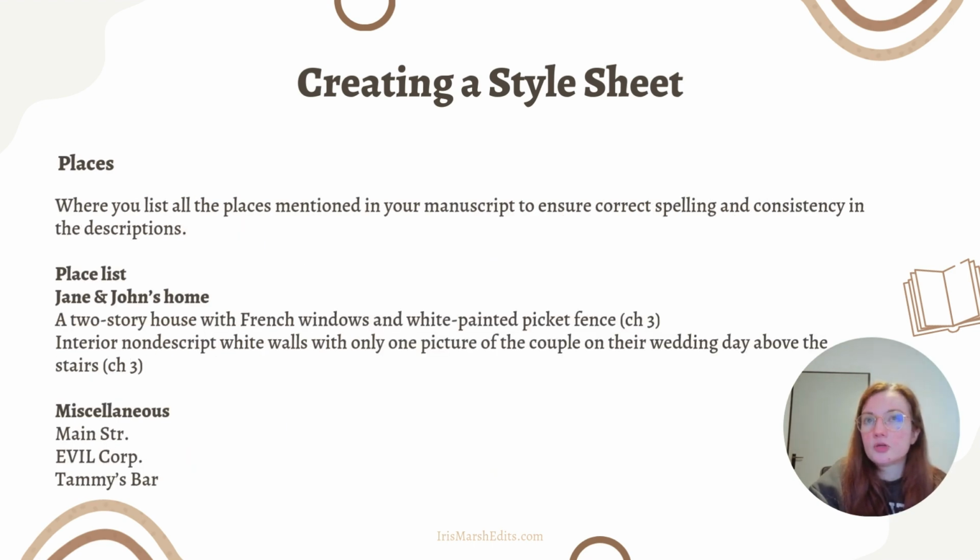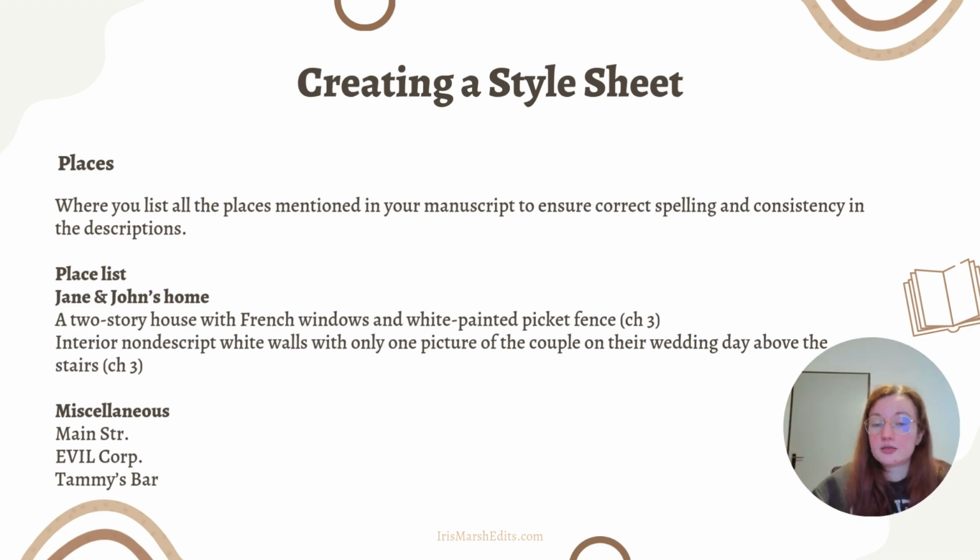Places. Very similar to characters. It's the list of all the places you mention in your manuscript with their description. Again, only the description that's in your manuscript. This ensures that you'll name the things the same way each time, and it's for consistency and just logic in your descriptions. And you can again add the name and the description and the chapter number.